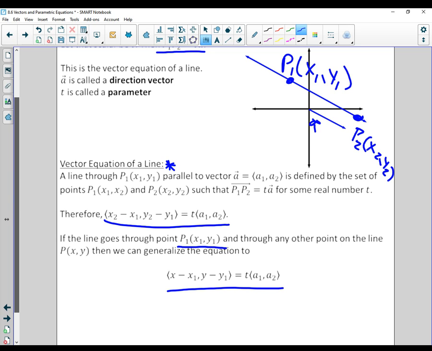And so if you make it general, so maybe if P2, instead of being a specific value X2, Y2, was just X, Y, literally any value on that line, then you basically just get this, right? You replace X2 and Y2 with just X and Y. So when you plug it back in, you just plug this point into both of those and you leave the X and Y.